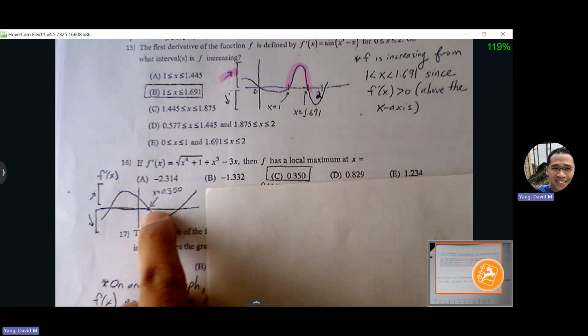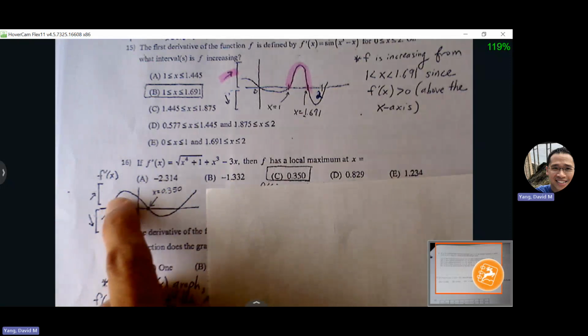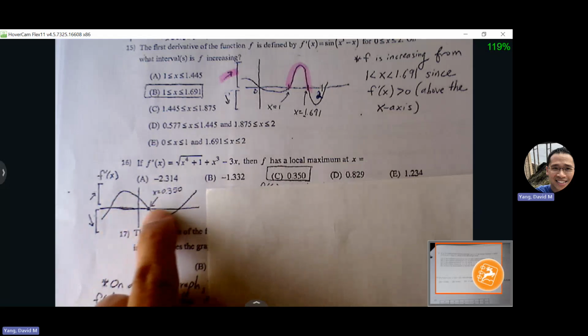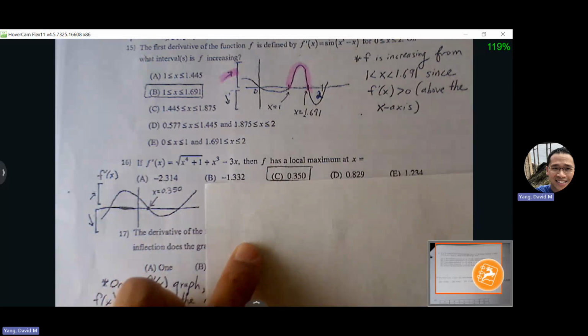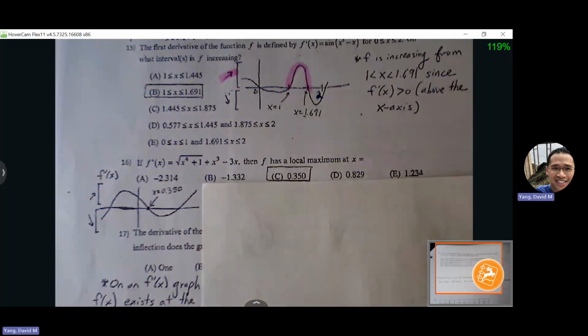Your relative max is going to be an x-intercept where the slope changes from positive to negative, where it goes from above the x-axis to below the x-axis. So we can test that out and see if we're able to get that.